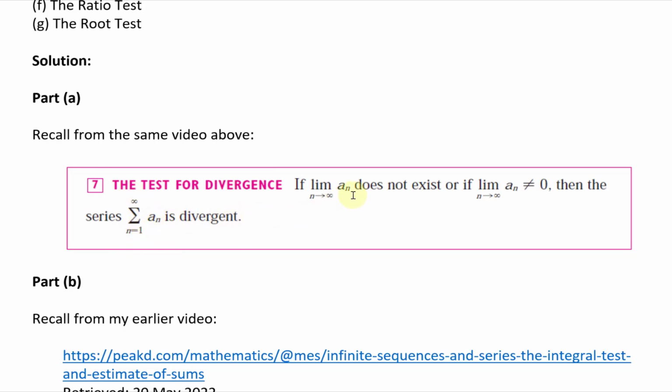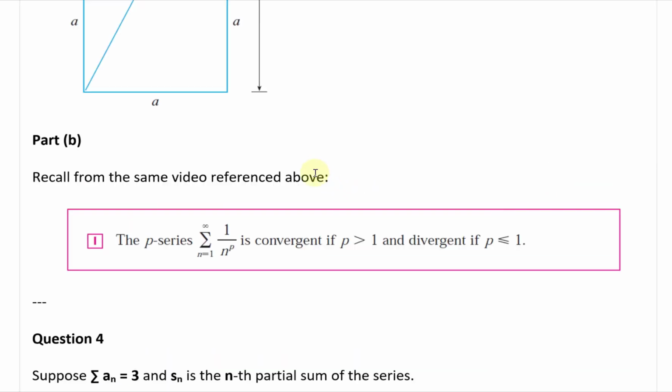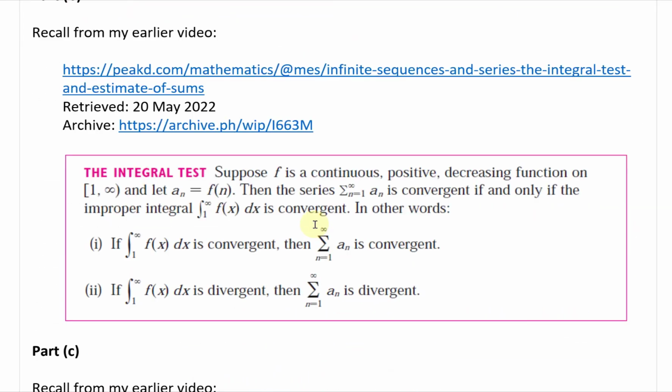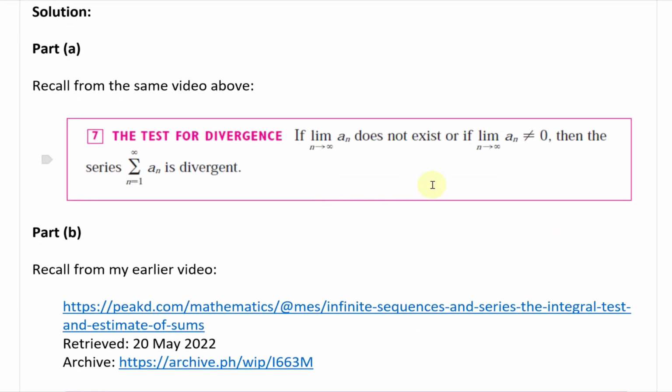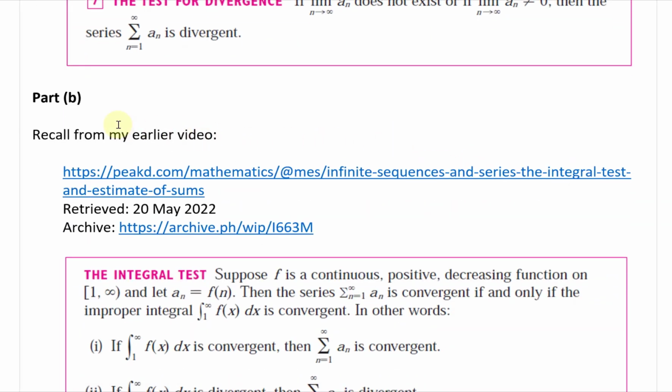So that's the test. If the limit of the sequence does not exist, or it's not equal to 0. If it exists, for example, if the limit is equal to 3, then you would be summing 3 to infinity. In other words, you're going to infinity. So you need the terms to approach 0. Okay. So now let's look at part B.